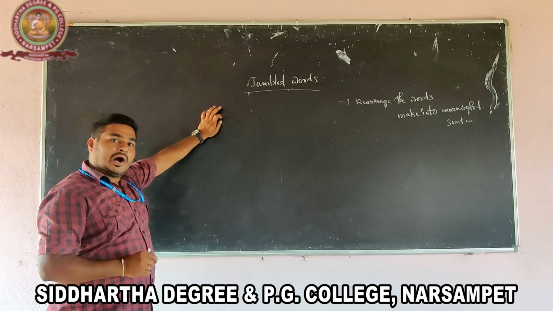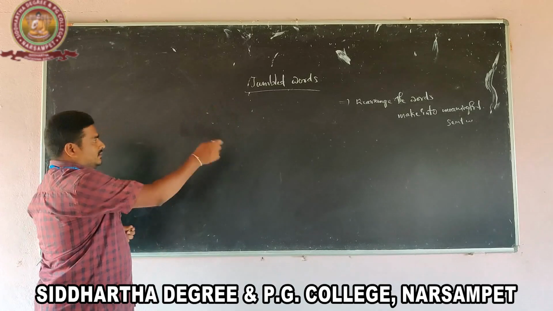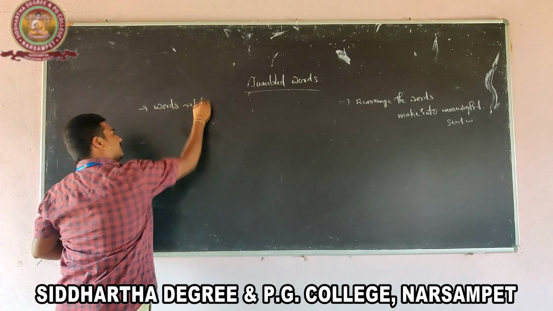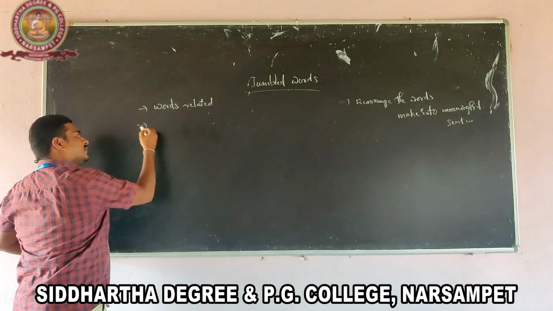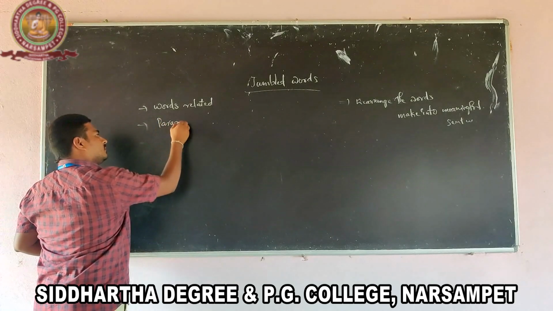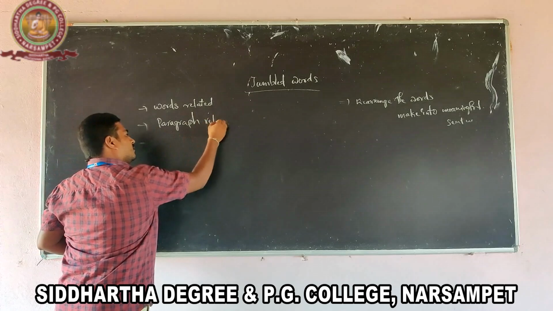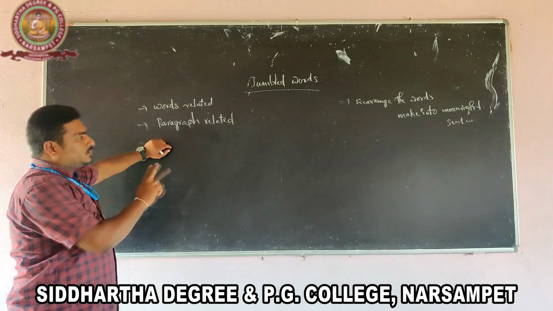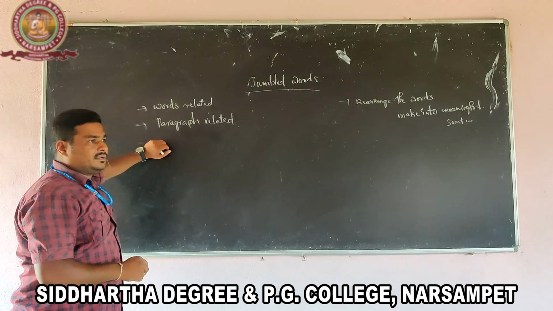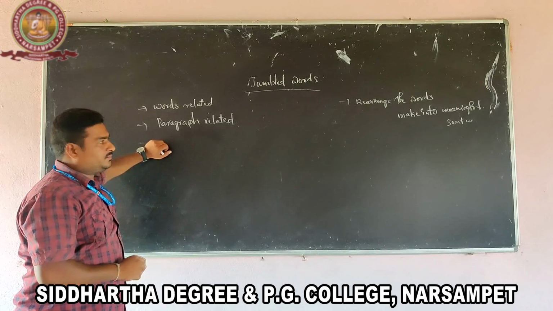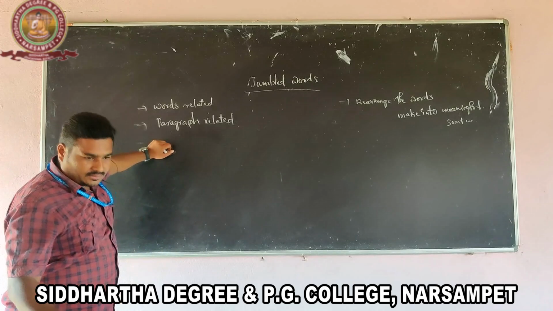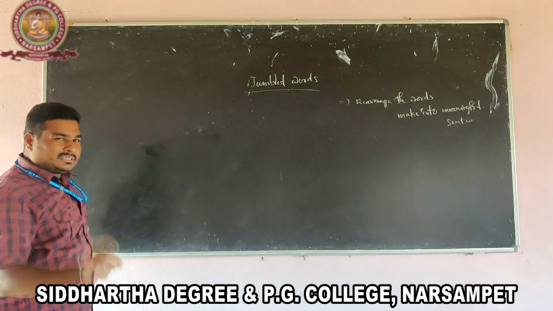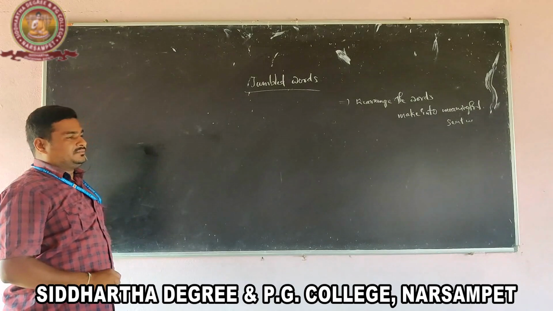Generally, jumbled words are asked in two categories. The first one is word related and the second one is paragraph related. These are the two ways jumbled words are asked from an examination point of view. Now we have to learn the tricks to solve the jumbled words.